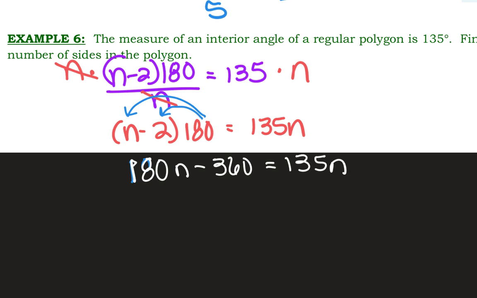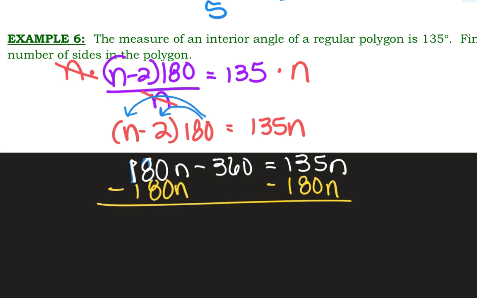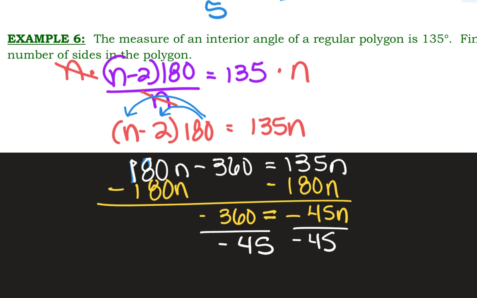Now I can move over my n. So what n am I going to move over? The 180. So I'm going to subtract the 180. And I'm left with negative 360 equals a negative 45n. So what would be our last step? Divide. What do we get for the n value? 8. And it just wanted to know the number of sides, so we don't have to classify it as the octagon.